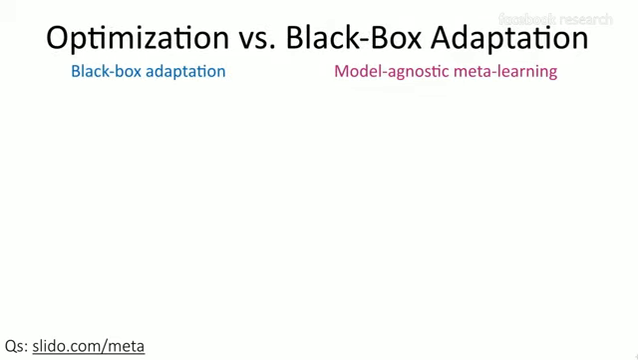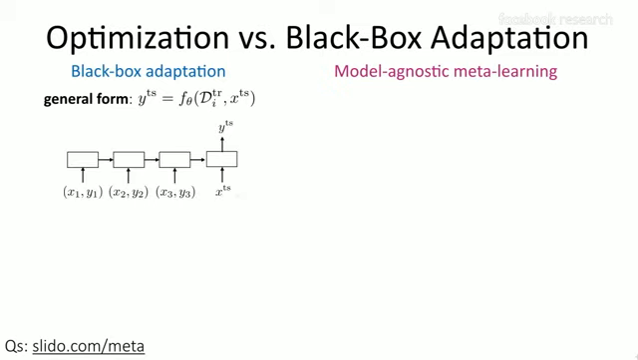OK. So now how does this approach compare to the black box adaptation approaches that we mentioned before? So let's bring up the general form that we talked about before, where you have some neural network that's taking a training data point, or a training data set and a test data point, and is producing a prediction for the test data point. It turns out that you can view the optimization-based approach in the same general form.